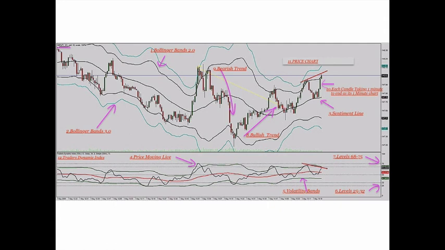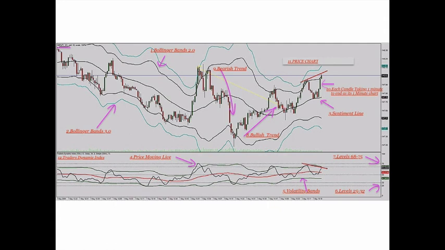Okay, so as you can see, this is how the chart looks on MetaTrader 4, MT4, and I'll tell you one by one what everything means here. Okay, so number one, as you can see, is the Bollinger Band 2.0. This inside band, this one and this one. These are 2.0 Bollinger Bands. So there is a deviation which is 2.0.